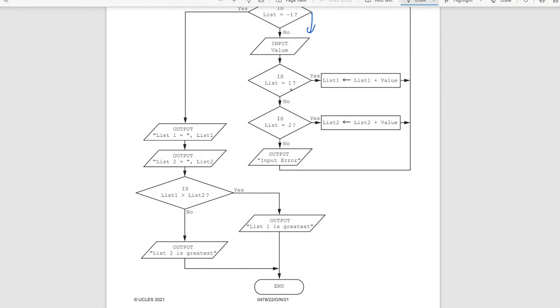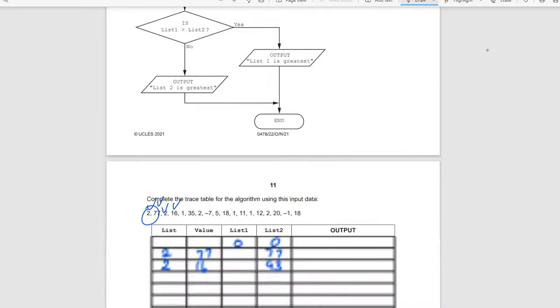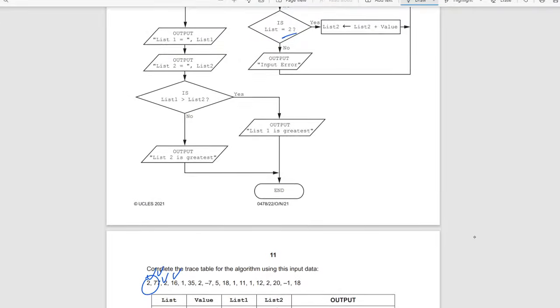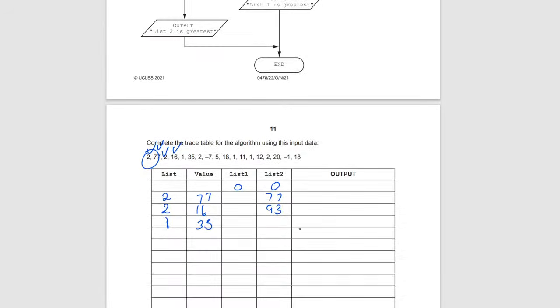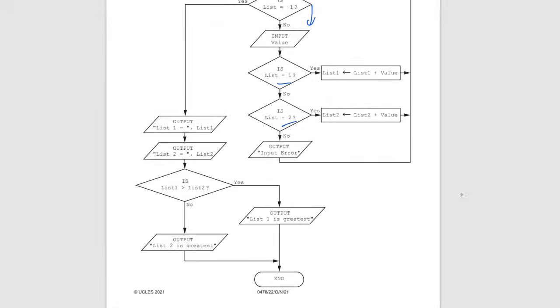Okay, is the value 1? No, it's not. Is this 2? No, it's not. Input error. Okay, is it equal to 2? It's not. Is it equal to 1? It's not. So we output error. So we say input error. Okay, so we write here input error. We move on to the next one.